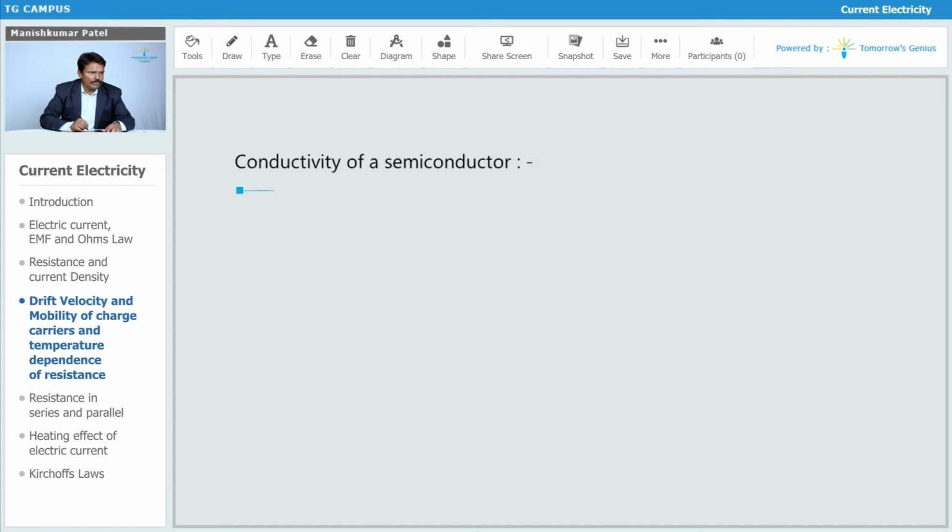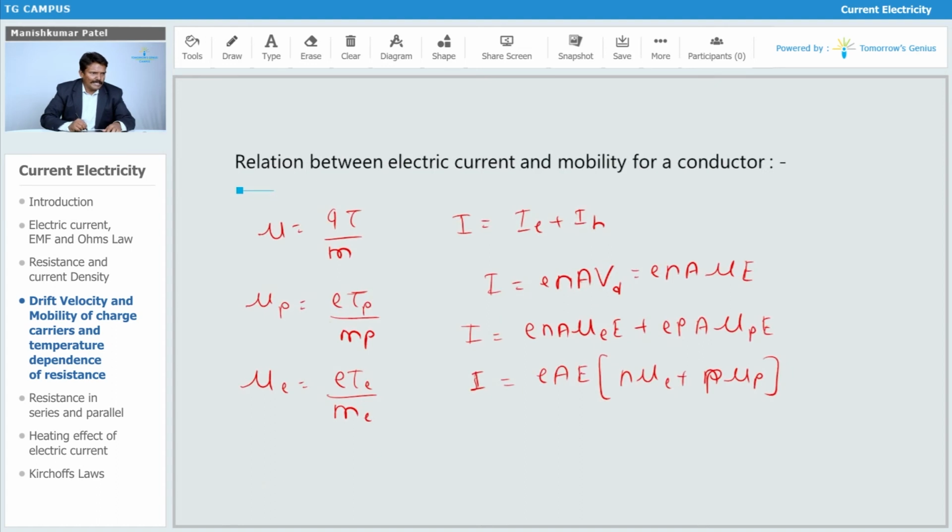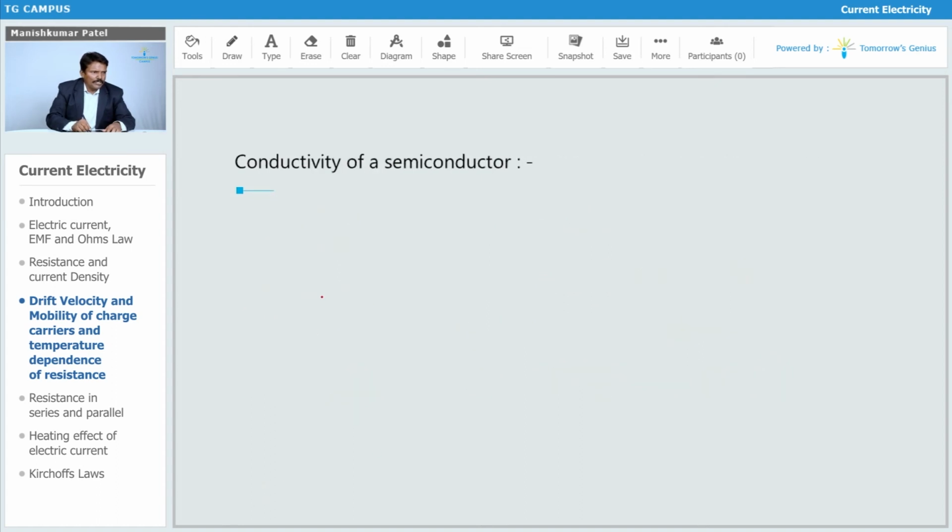For this case, the same expression that we have got over here, I can just say that I is equal to E A E, and in the bracket what I have written is obviously n mu_e plus mu_p into p. Again, further I know that I is equal to V upon R. Again, this V, I can simplify, E is equal to V upon L, so the electric field is nothing but voltage per unit length.